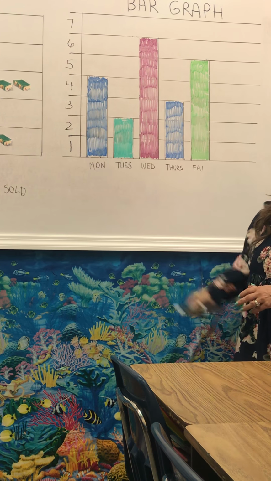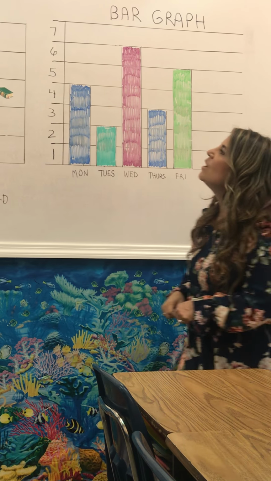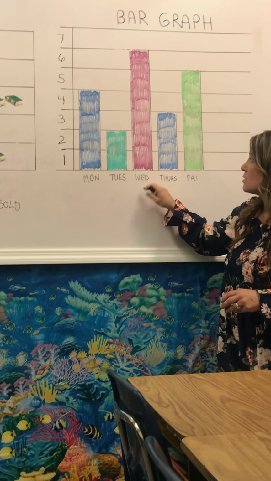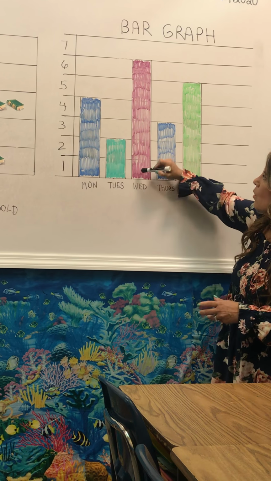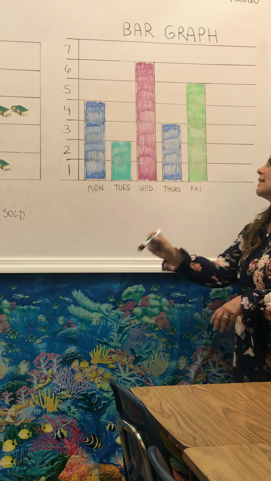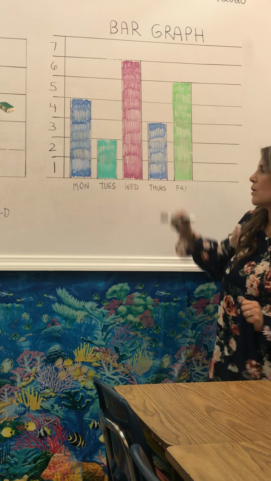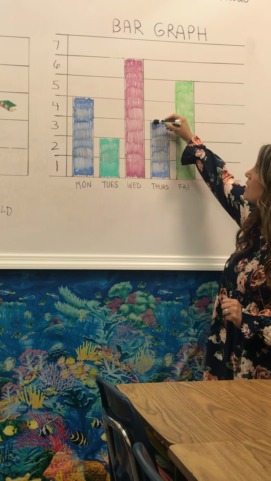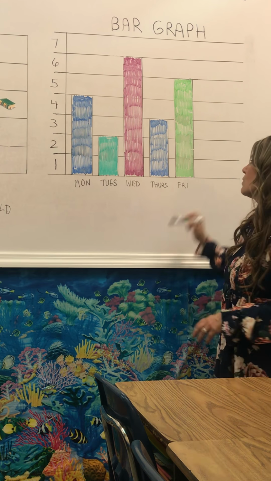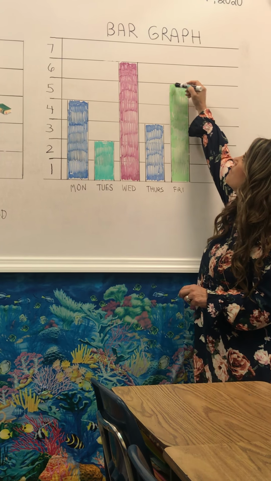Now let's go over to Wednesday. That was our biggest book sale day. So we sold how many books on Wednesday? We sold 6 books on Wednesday. So on Wednesday, we're gonna go over here, we're gonna color 6, all the way to 6. Let's go ahead, we're gonna go here to Thursday. Thursday, we sold 3. So again, we're going to color in all the way till we get up to the 3 line. And then on Friday, we sold a lot of books as well. So on Friday, we would come around, we would just color all the way till we get up to the 5th line.